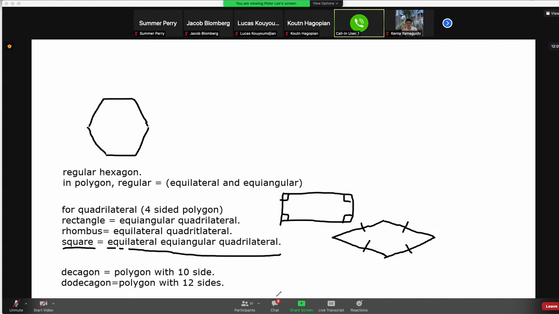Now for a triangle, we just call it an equilateral triangle. We don't call it a regular triangle, because for a triangle, equilateral implies equiangular. So if it's equilateral, it is also equiangular. All kinds of formulas apply there too, but I'm not going to mention all those basic formulas and theorems. I'm going to assume that.